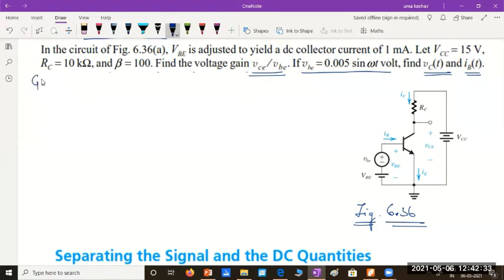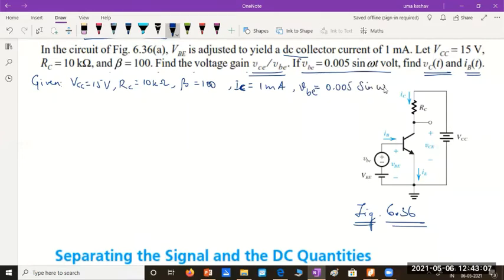What is given? Let me list. Given: VCC is 15 volts, RC is 10 kilo ohm, beta is 100, and the DC collector current IC is 1 milliampere. All this is given, and we are also given this small signal or AC input voltage, which is 0.005 sine omega t volts.